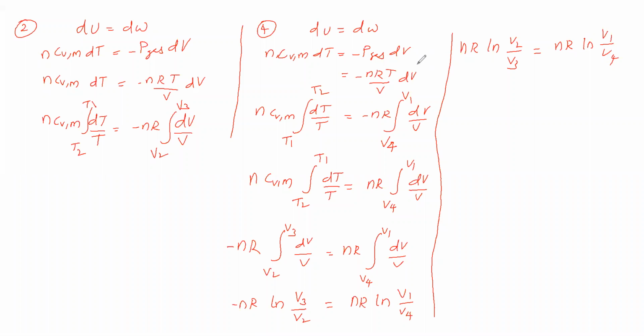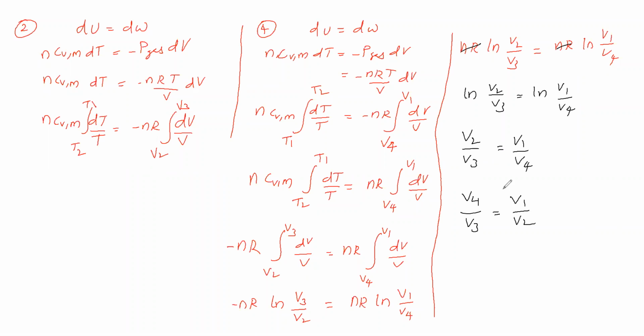Next, nR is getting cancelled. So ln V2 by V3 is equal to ln V1 by V4. Then cancel ln also. Therefore V2 by V3 is equal to V1 by V4. Now what we want is V4 by V3. Therefore V4 by V3 is equal to V1 by V2. Now we got this relation.